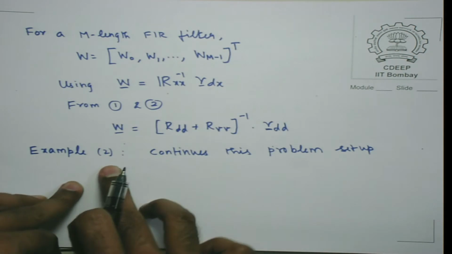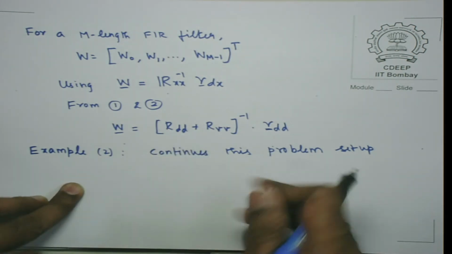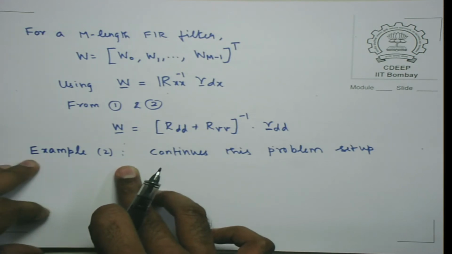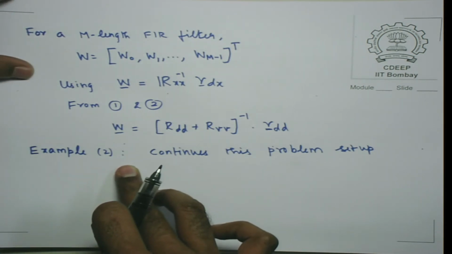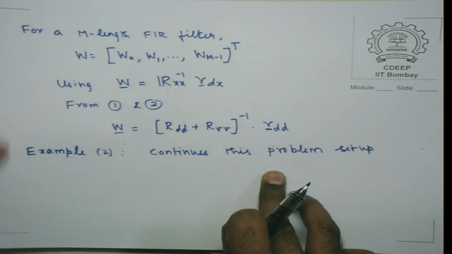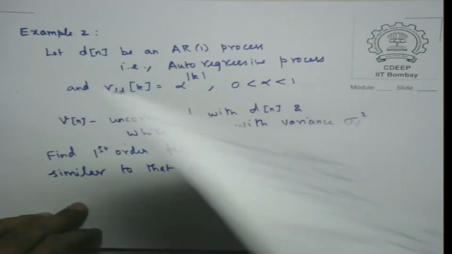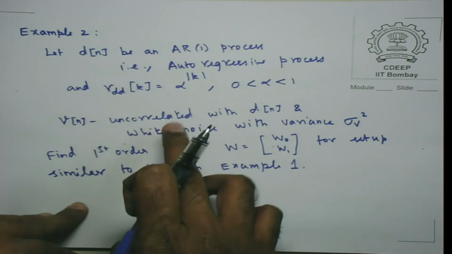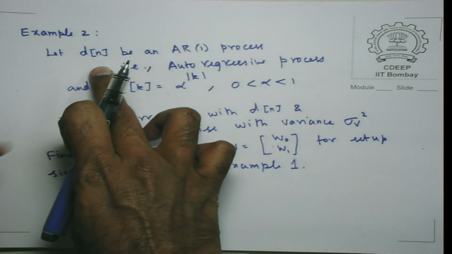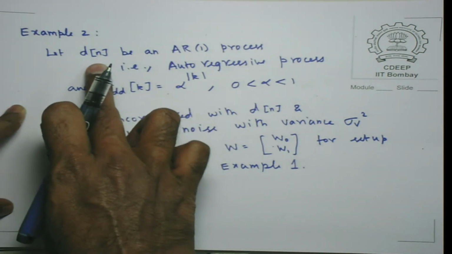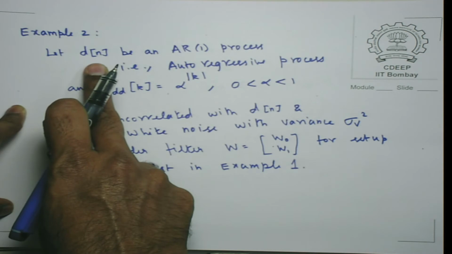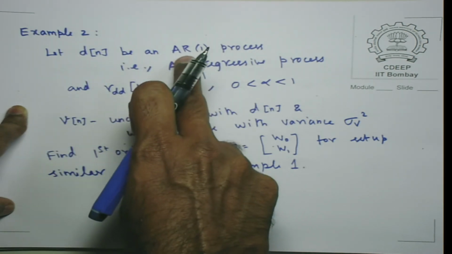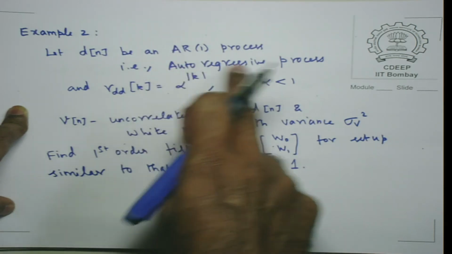So now let's just kind of continue this example with some specific setup, and that I just refer to for convenience as example 2, but note the setting is very similar to what we have in this example 1. Okay. So what is this setting? The setting which we are interested in this problem is, we assume something a little more specific on the desired signal. Let's say the desired signal d of n is an AR1 process. For those of you not familiar with what AR means, AR is essentially an auto-regressive process.